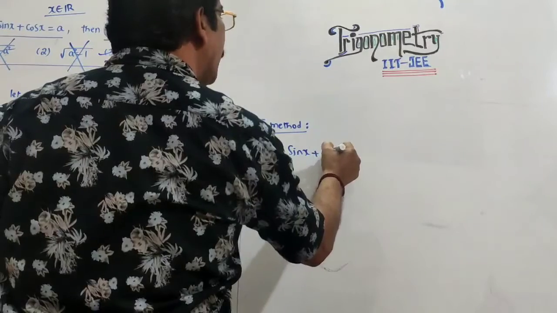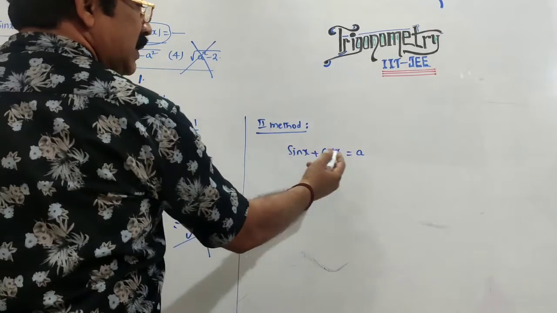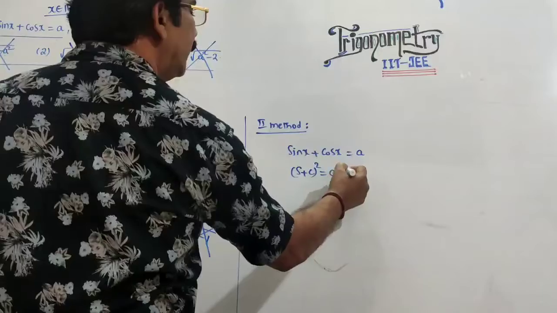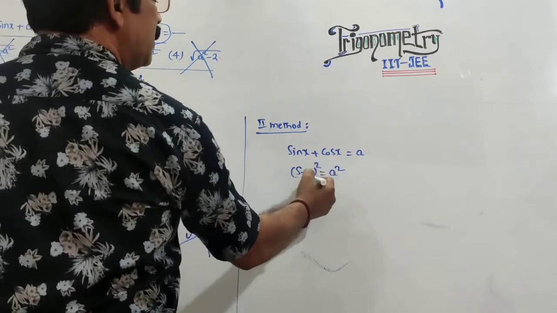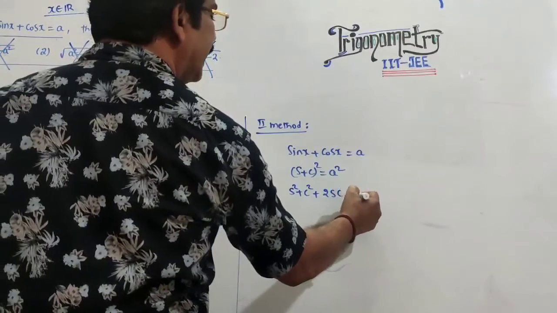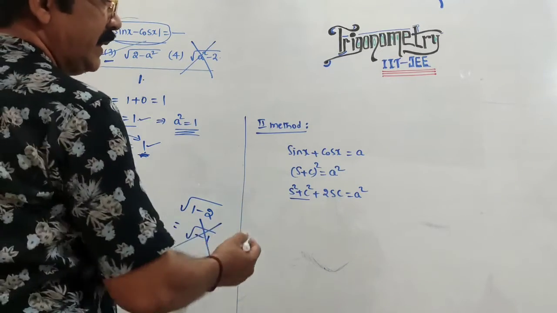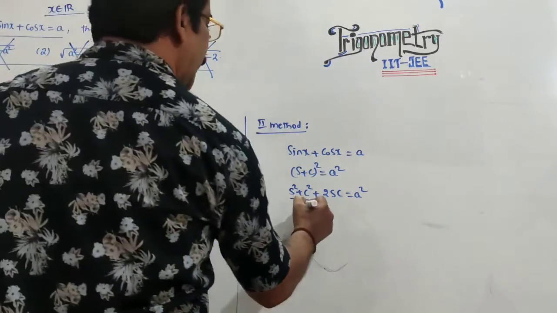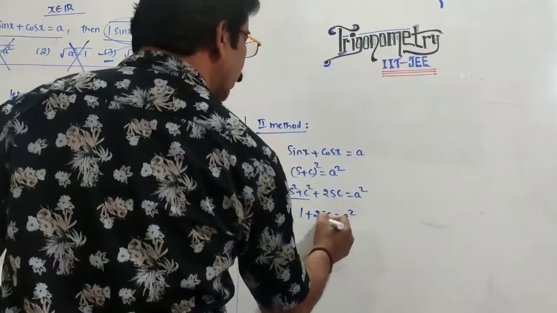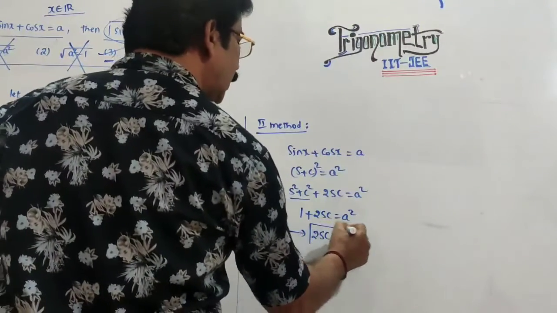sin x plus cos x is equal to a. Squaring on both sides, it is sin plus cos whole square is equal to a square. Then (a plus b) whole square is a square plus b square plus 2ab, equal to a square. What is sin square x plus cos square x? 1. So 1 plus 2 sin cos equal to a square, which implies 2 sin cos equal to a square minus 1.